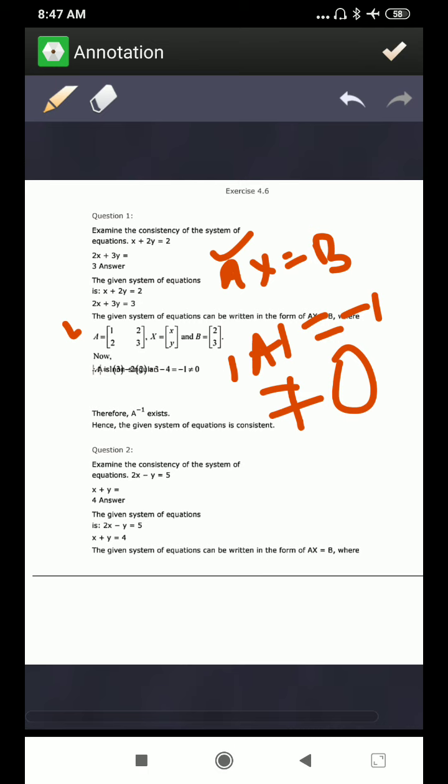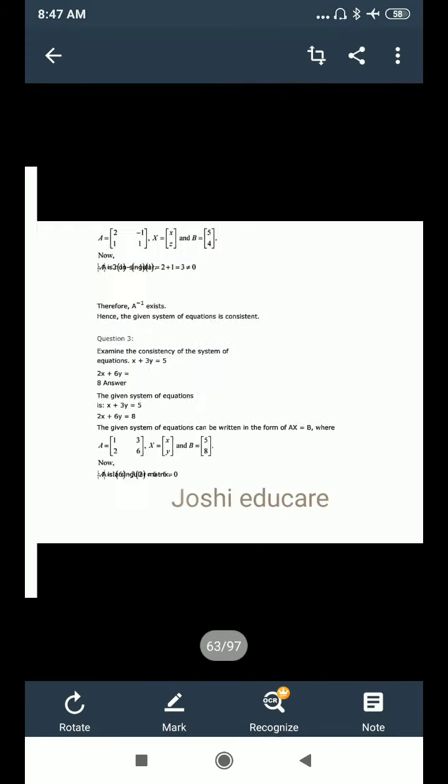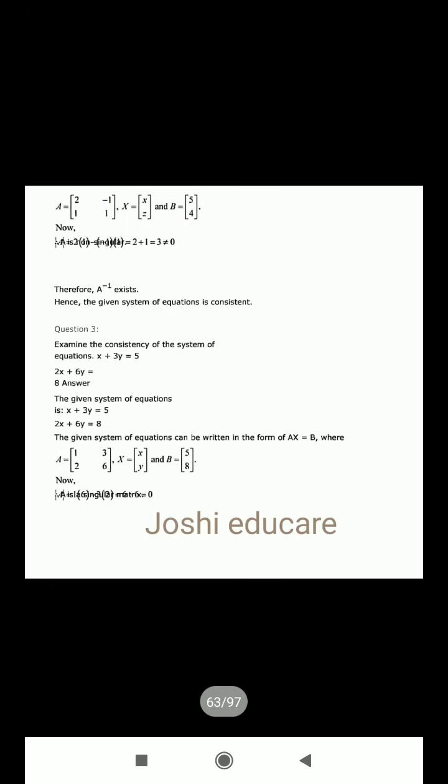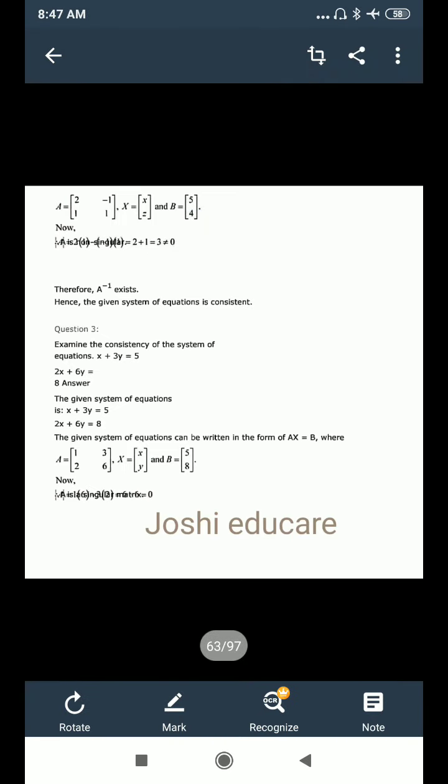In the similar way, in question number 2, examine the consistency of system of equations. Again, two equations are given. So we'll find the matrix form of these. We will define A. A is the matrix of coefficients of x and y. X is a column matrix of variables, and B is a column matrix of constant terms, which are in the right hand side of both the equations.